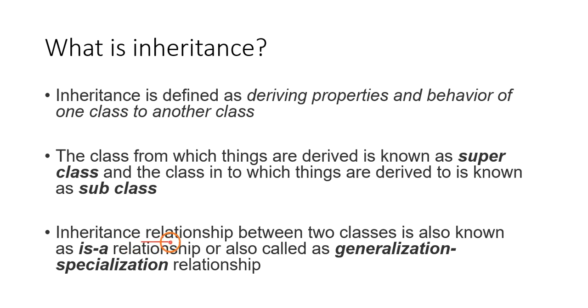One more point regarding inheritance. The inheritance relationship has other names also. It is generally called the is-a relationship, or it is also called the generalization-specialization relationship. So inheritance has two other names: one is is-a, another one is generalization-specialization relationship.